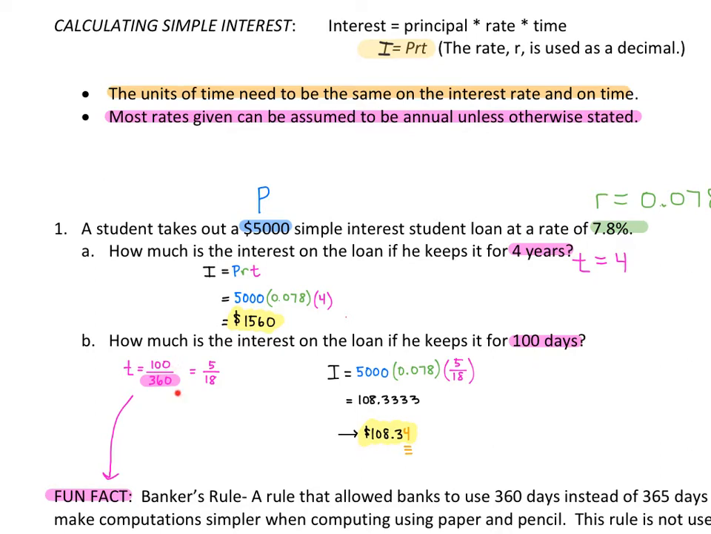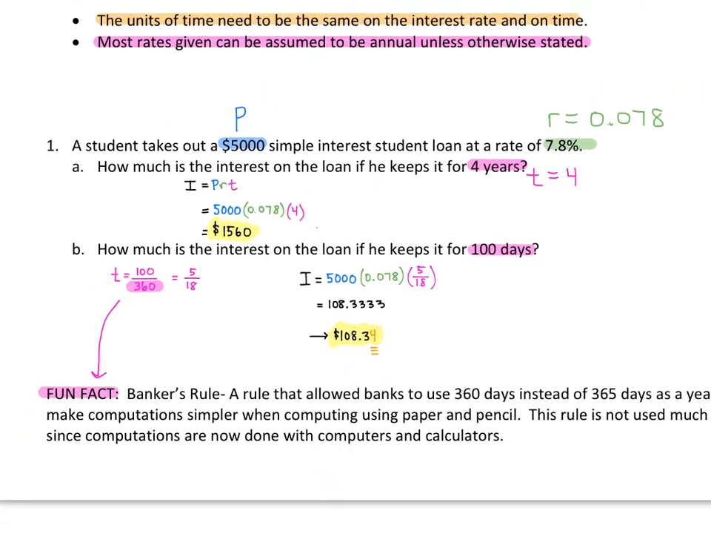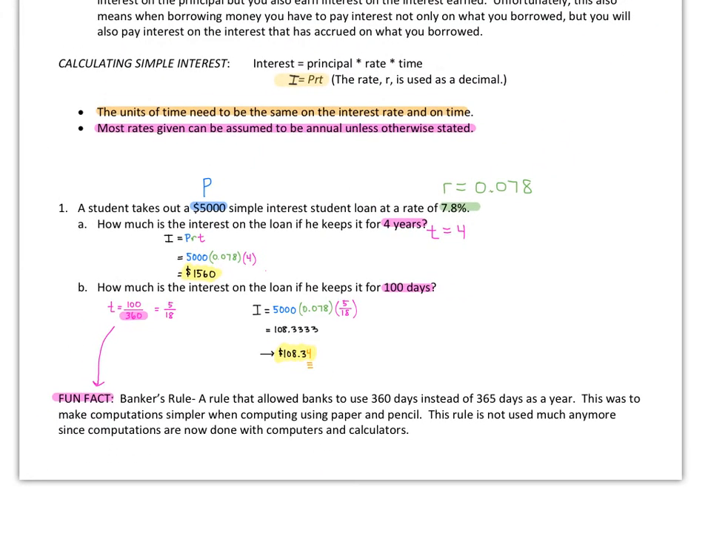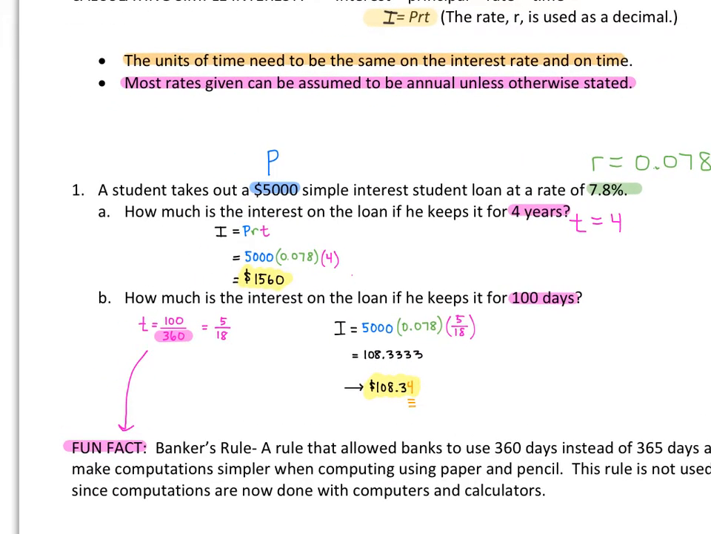So 100 days, there's 365 days, but I'm going to show you a little fun fact below, and this is the banker's rule. It's a rule that allowed banks to use 360 days instead of 365 days as a year. This was to make computation simpler when computing using paper and pencil. This rule is not used much anymore since computations are done with computers and calculators. But for our purposes, and what your book uses moving forward, we're going to use the banker's rule of 360 for the number of days in a year.